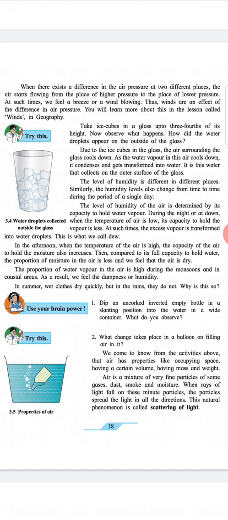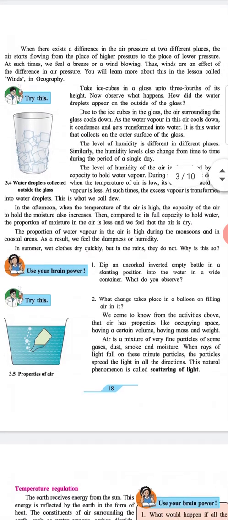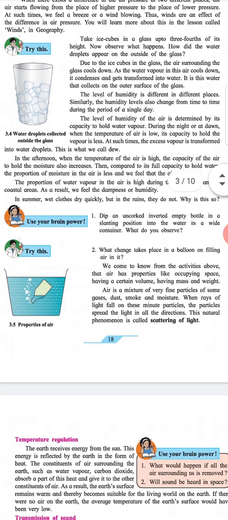1. Dip an uncorked inverted bottle in a slanting position into the water in a white container. What do you observe? 2. What change takes place in a balloon on filling air in it? Try this.